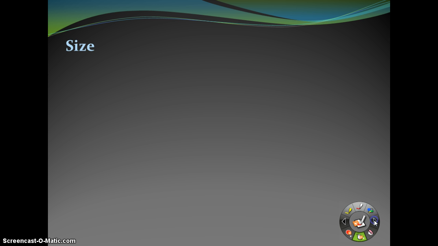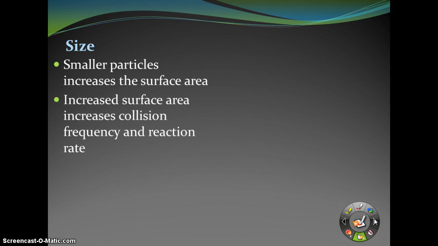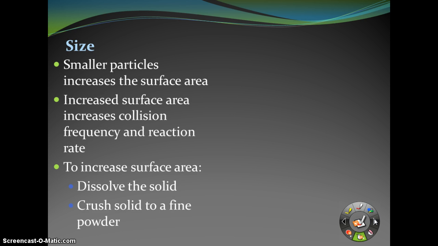Next is the particle size. If you have smaller particles, that's going to increase the surface area. Think about what we did with the Alka-Seltzer tablet. You had the defined surface area of that tablet. When we crushed it up, though, you could spread it out in a thin layer over a larger surface. So you've increased the surface area, and when you do that, you're more than likely to have more collisions, and that's going to increase the reaction rate. Some ways to increase surface area: you can either dissolve the solid or crush it into a fine powder.